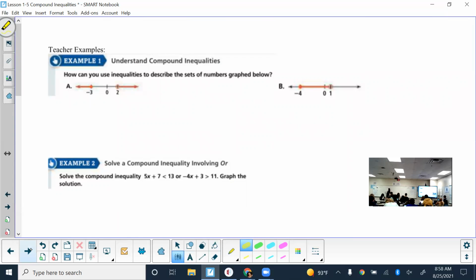So on the back of your note sheet, we're going to practice basically writing the inequality for the given number line. So this question I don't really like. I feel like they could have just said write the inequality for the number line. But it says, how can you use inequalities to describe the sets of numbers graphed below? All right, so sometimes the questions are a little weirdly phrased. It's just asking you to write it.